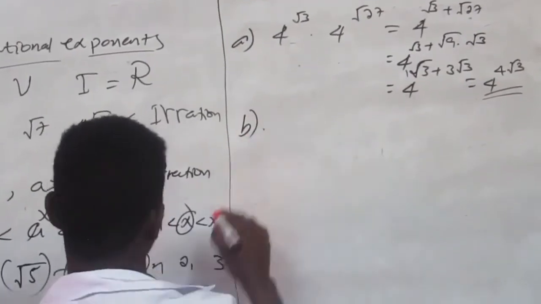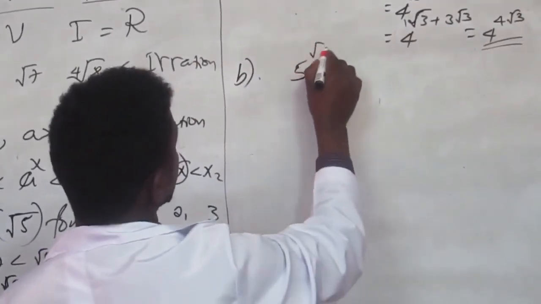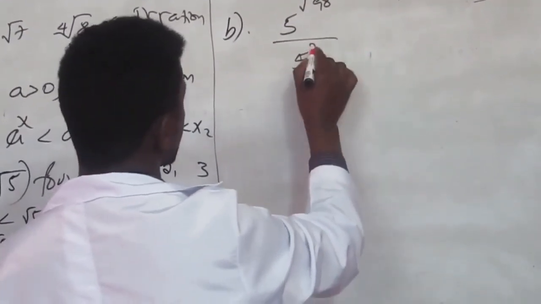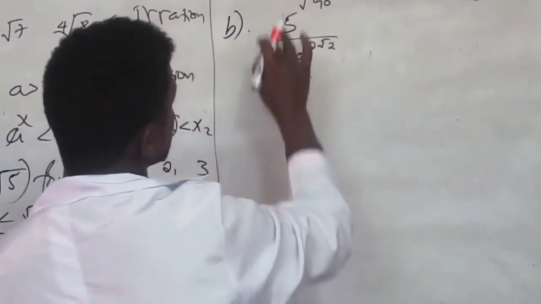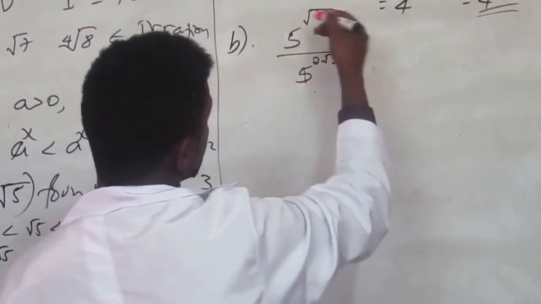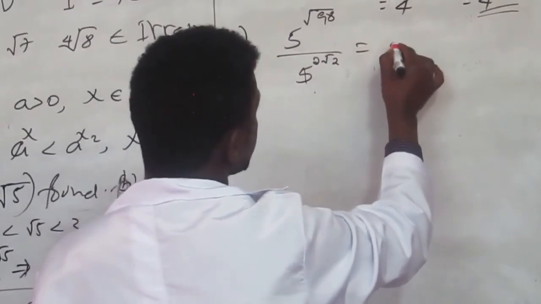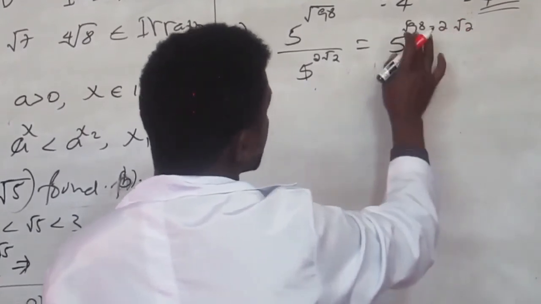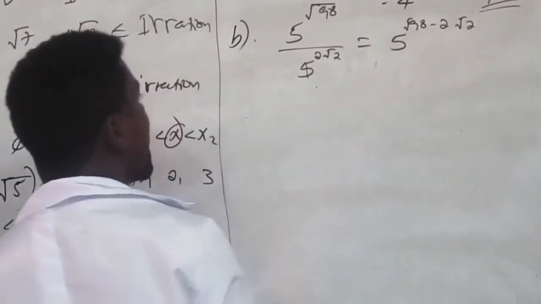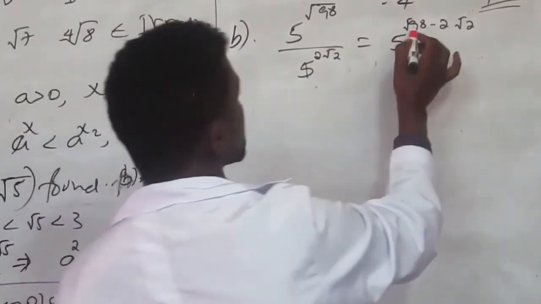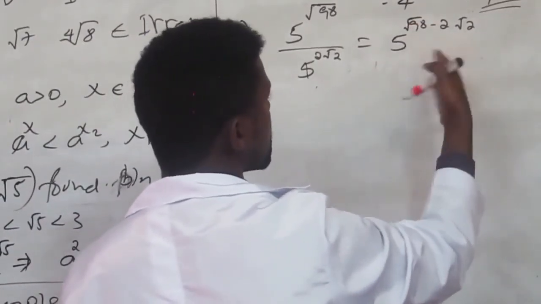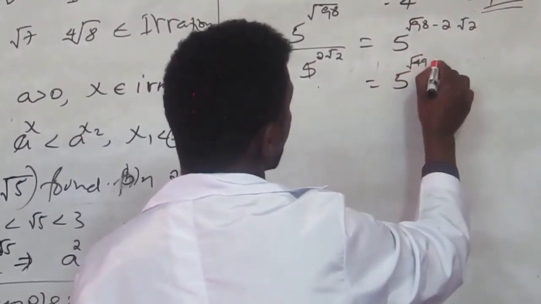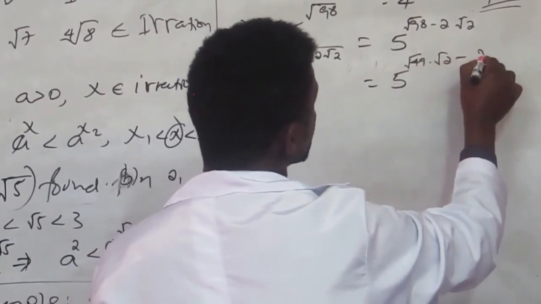Let's move to B. 5 to the power of radical 98 divided by 5 to the power of 2 radical 2. The bases are the same, so we can use the power division formula for exponents: 5 to the power of radical 98 minus 2 radical 2. These two terms are unlike radicals, but it is possible to change radical 98 to a multiple of radical 2. That is 5 to the power of radical 49 times radical 2 minus 2 times radical 2.